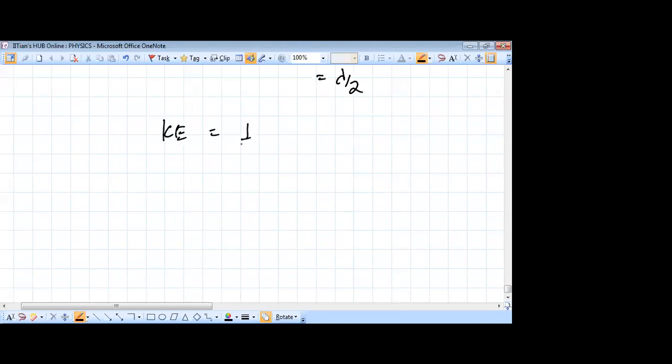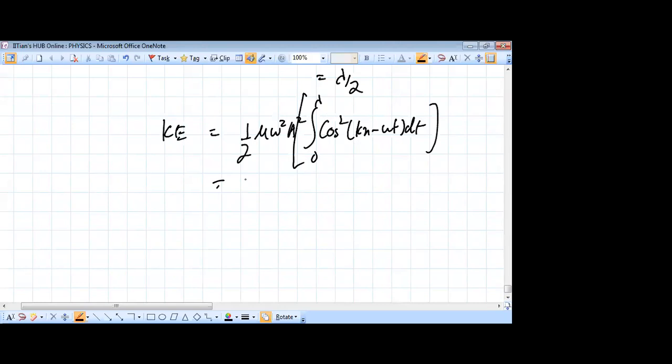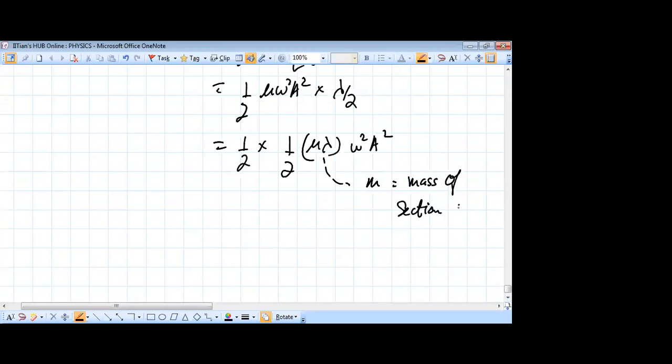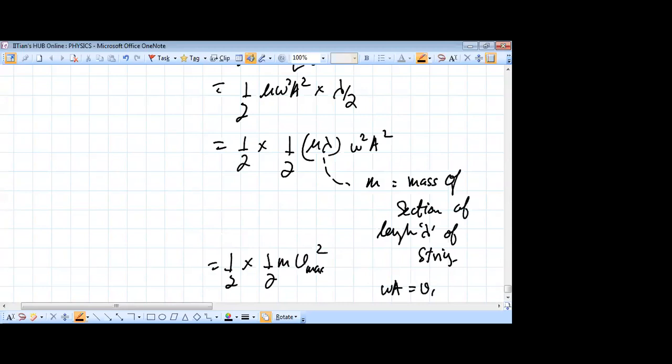So the kinetic energy was half mu omega square a square into cos square of kx minus omega t dx integrated from 0 to lambda. This whole term became lambda by 2. So we got half mu omega square a square into lambda by 2. Now you notice that this is half into mu lambda into omega square a square. Now this mu lambda is nothing but the mass of a section of length lambda of the string. So it is like half m into v max square, because omega a is the maximum speed.